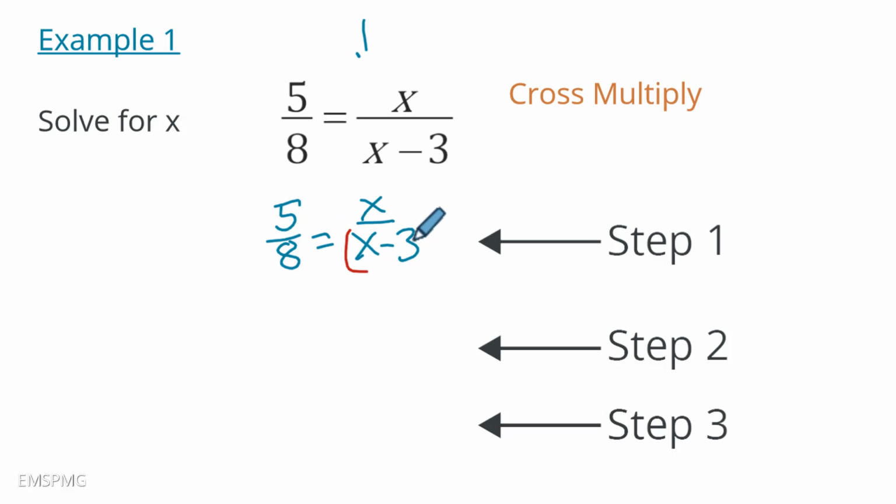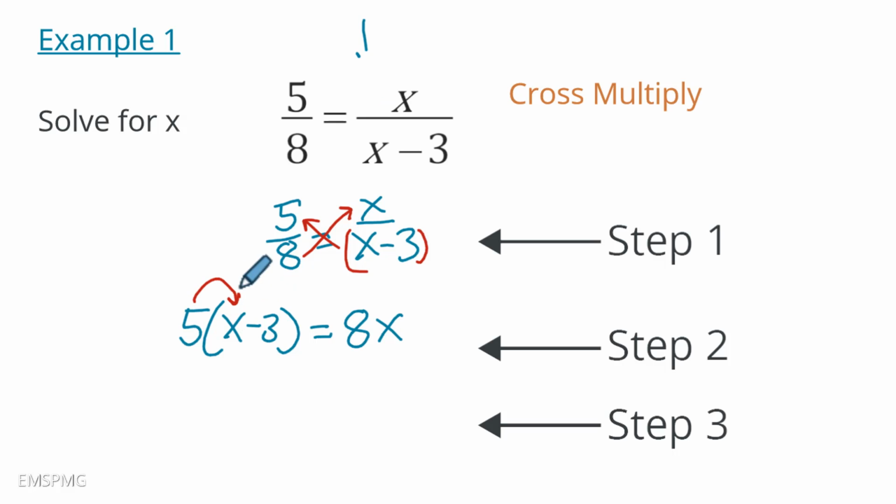So I'm going to take this term and multiply it by that one, and we're going to take this one and multiply it by that. So we're making a cross, so that's cross multiplication. So here's what it looks like when I write it. So this one here would become 5. Check this out. 5 times the quantity of x minus 3, and then equals, and then this term here, so 8 times x. Cool.